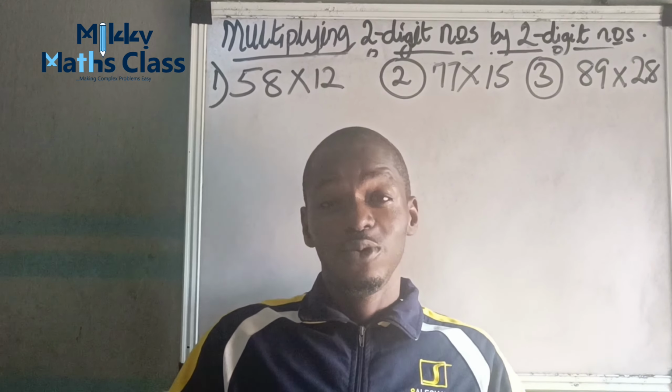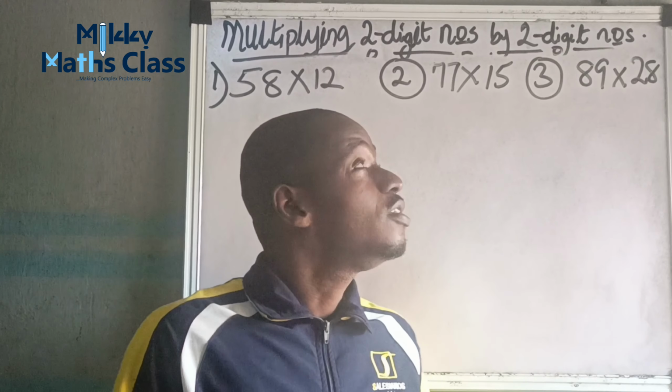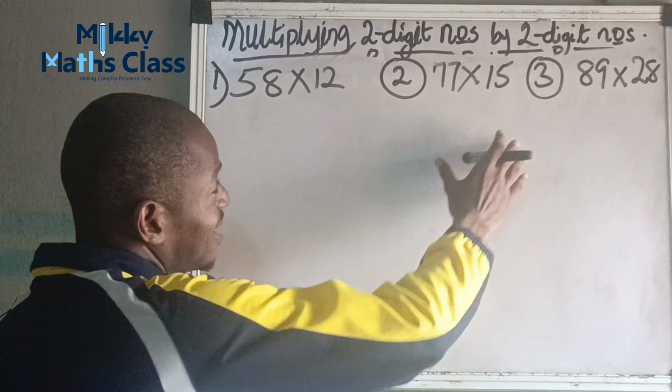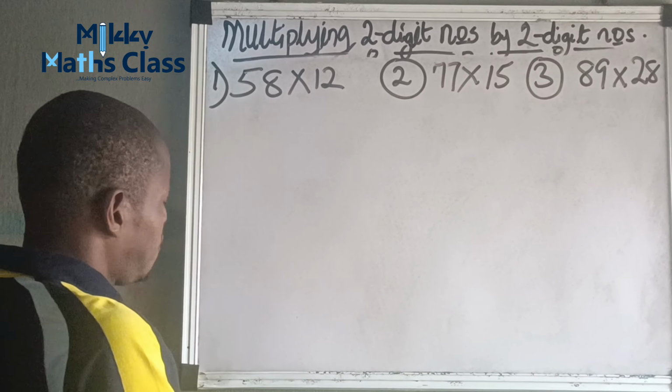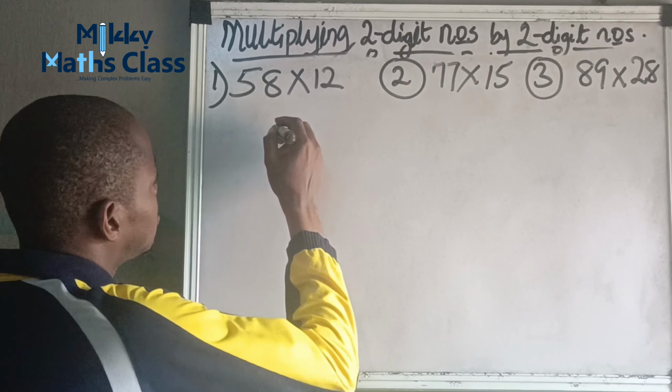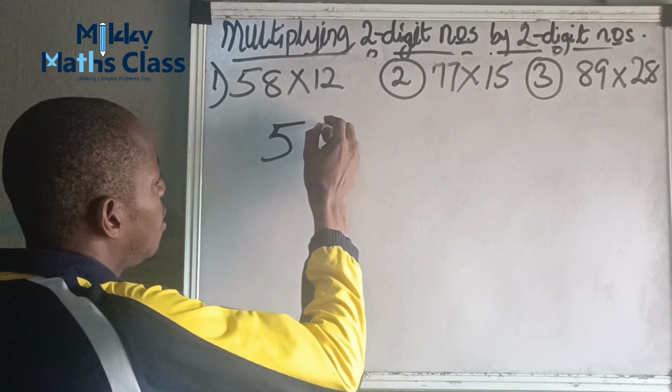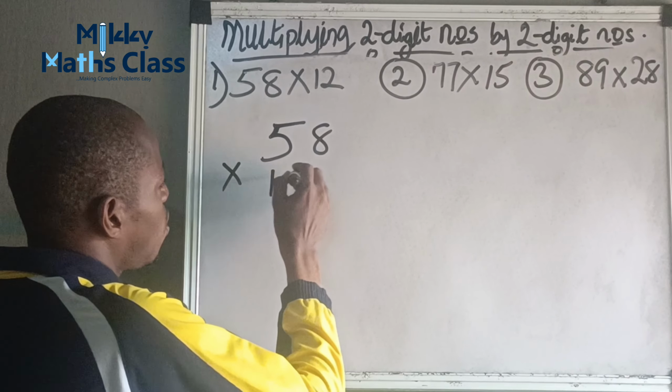Making any complex problem look easy. Come along, what we have for today: multiplying a two-digit number by another two-digit number. The first thing is to set the numbers. We have 58 multiplied by 12.